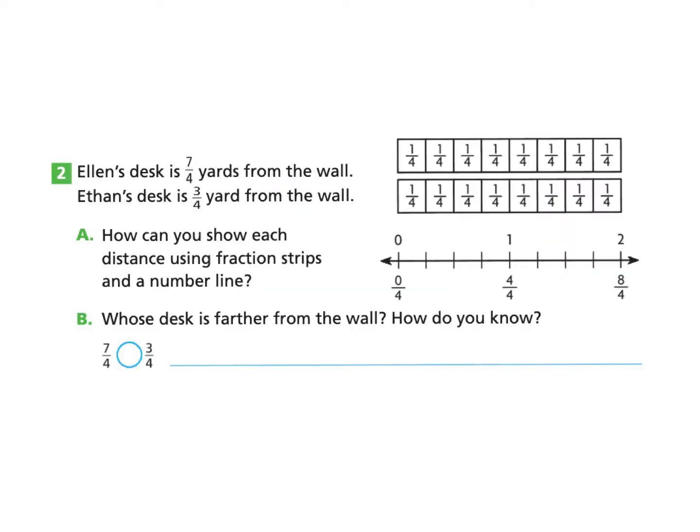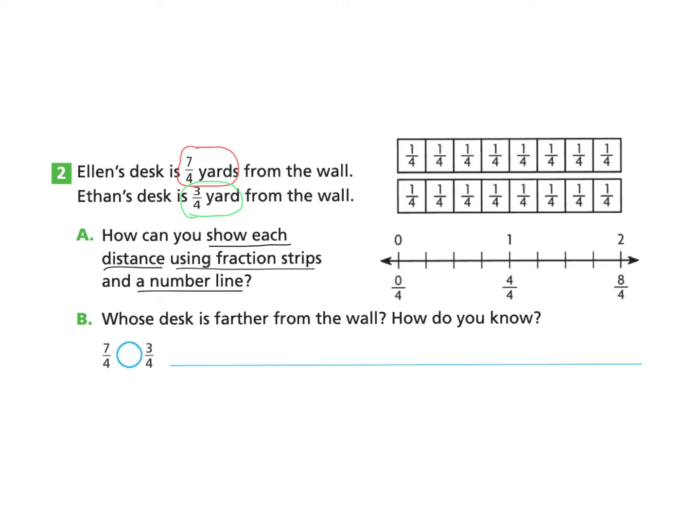Now let's take a look at part 2. Ellen's desk is 7/4 yards from the wall. And Ethan's desk is 3/4 yards from the wall. How can you show each distance using fraction strips and a number line? You're welcome to try this part on your own and come back if you'd like, or follow along with me.